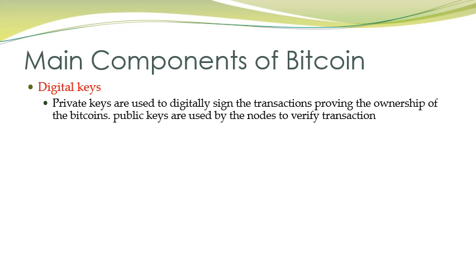So there is a public key cryptography algorithm. These keys, private keys and public keys, are related. Public keys are used for verification by the nodes, and the private key is used for signing the transaction digitally. And then there are addresses, for the sender and receiver, in the Bitcoin network.